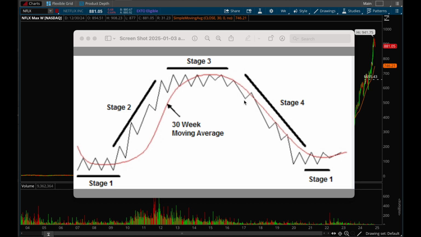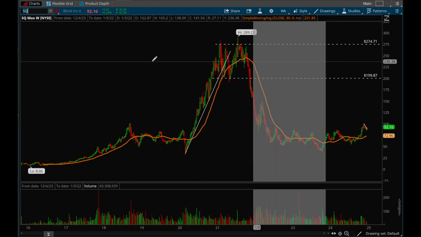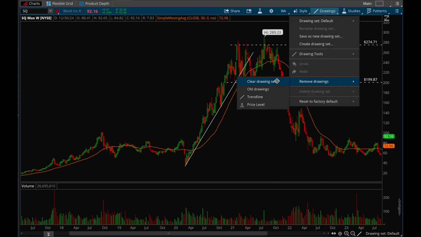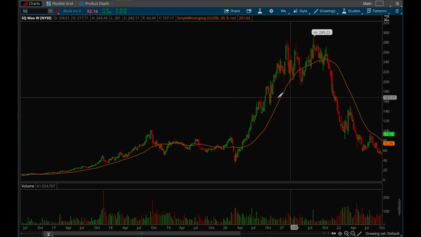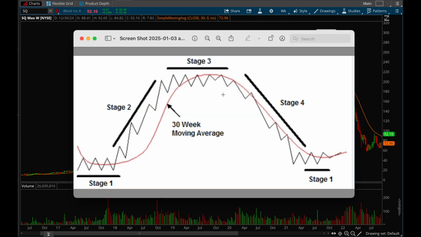This is essentially a good visualization of the life cycle of any stock in the market. Now let's take a look at some real-life examples so that this is a little bit easier to understand. Let's take a look at SQ. This is Square, or Block now. Let me clean up my chart and bring back this chart.